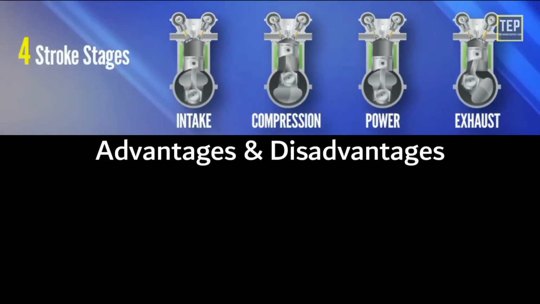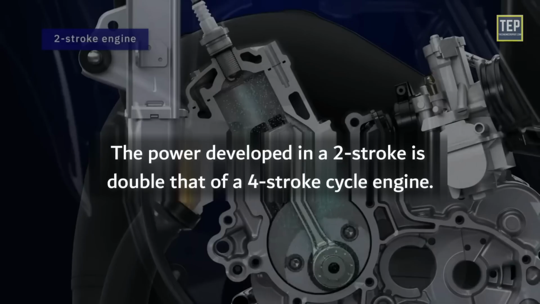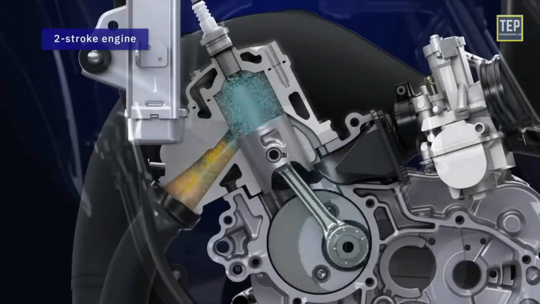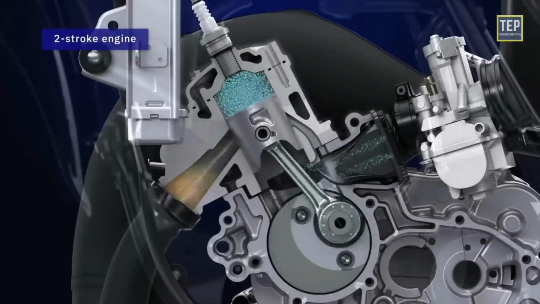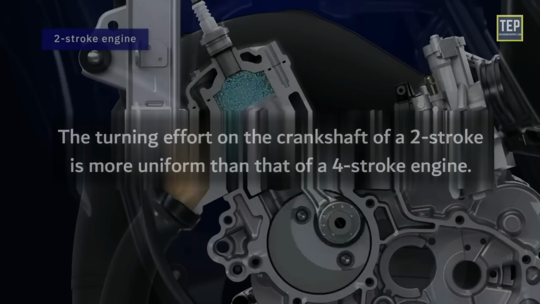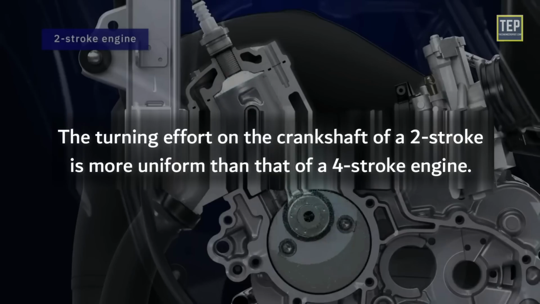Now let's look at the advantages and disadvantages of a two-stroke engine over a four-stroke engine. The power developed in a two-stroke is double that of a four-stroke engine. Due to shortening of the effective stroke length of the piston, and due to the fact that the engine has to operate the scavenging pump, the actual power developed in a two-stroke, instead of being double, is 1.7 times that of a four-stroke engine. The turning effort on the crankshaft of a two-stroke is more uniform than that of a four-stroke.